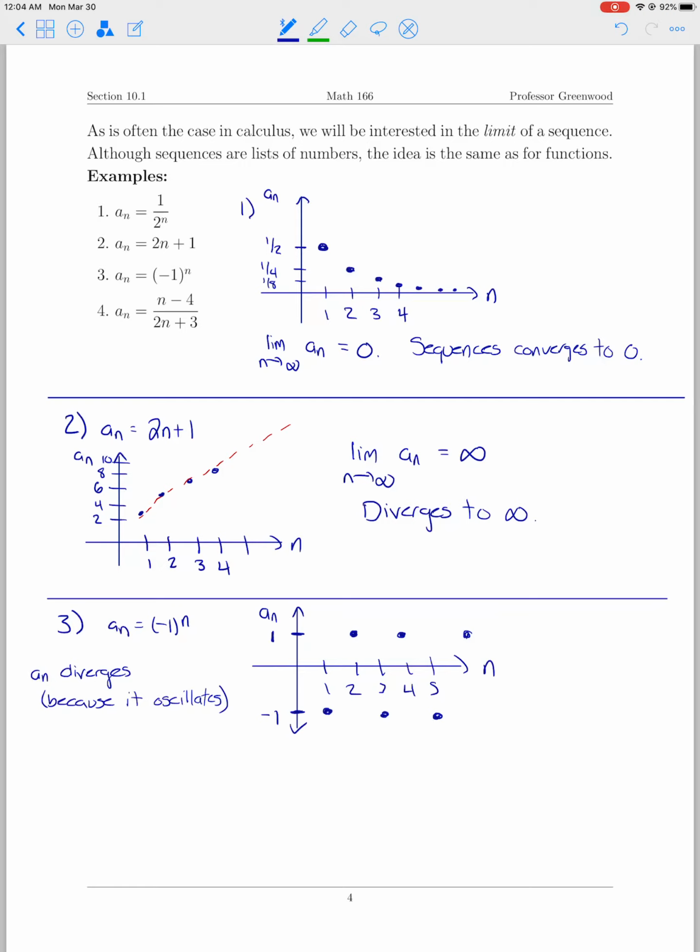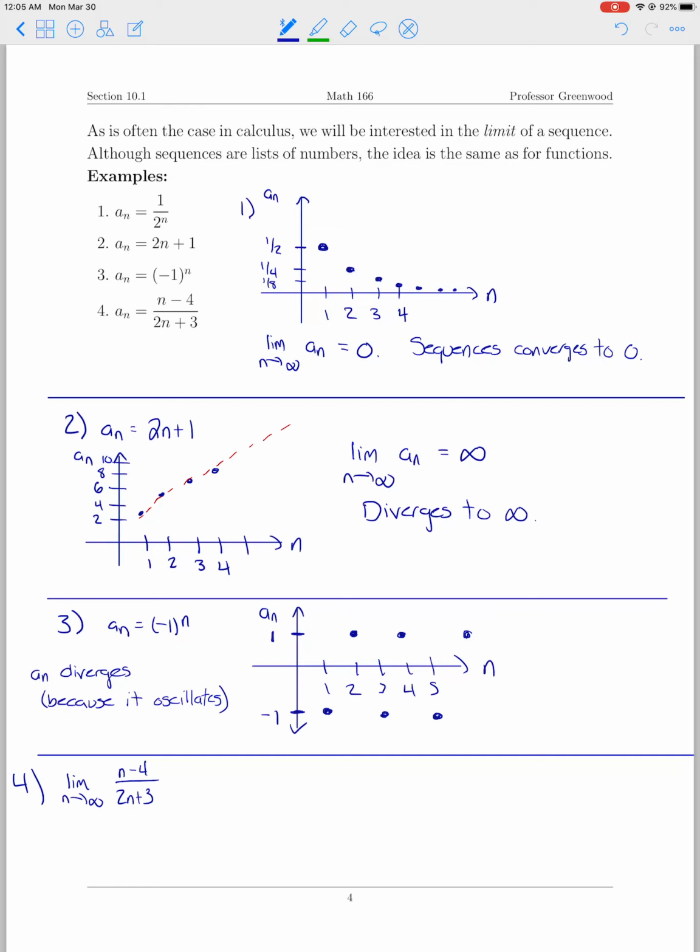All right, and so the last one we're going to look at is a little bit more complicated. And so here, if I want to look at the limit as n goes to infinity of n minus 4 over 2n plus 3, then now I have to figure out some way of determining what happens between the numerator and the denominator. And in this case, you can see that both the numerator and the denominator are approaching infinity.